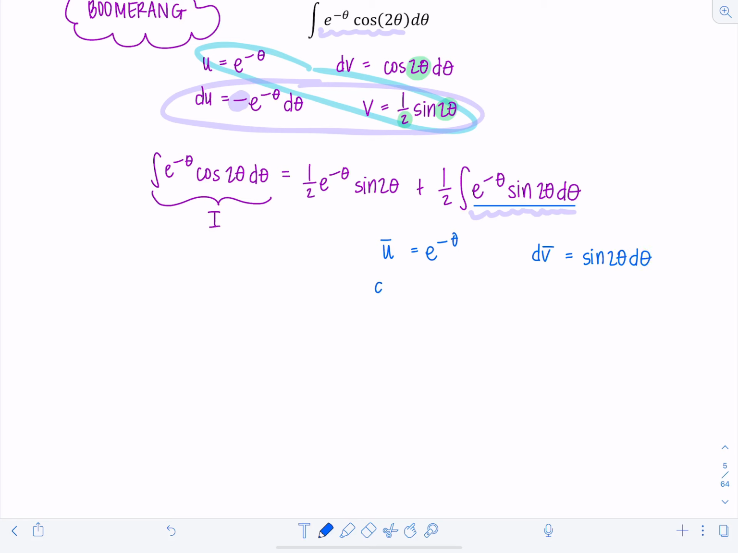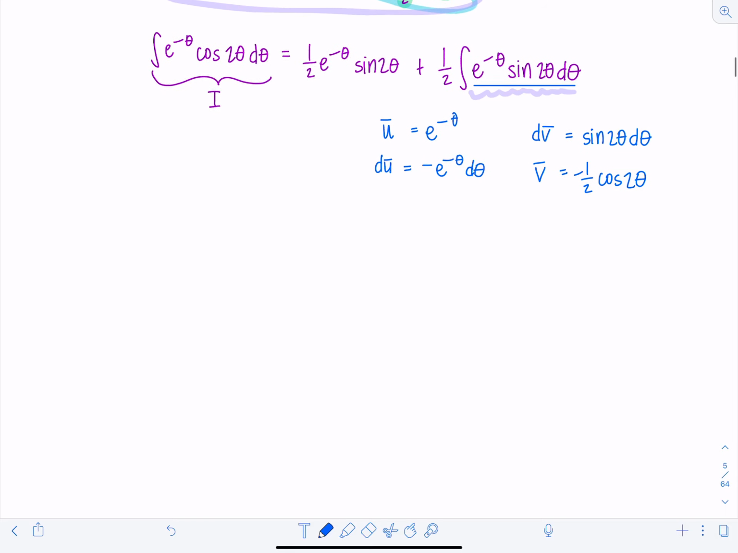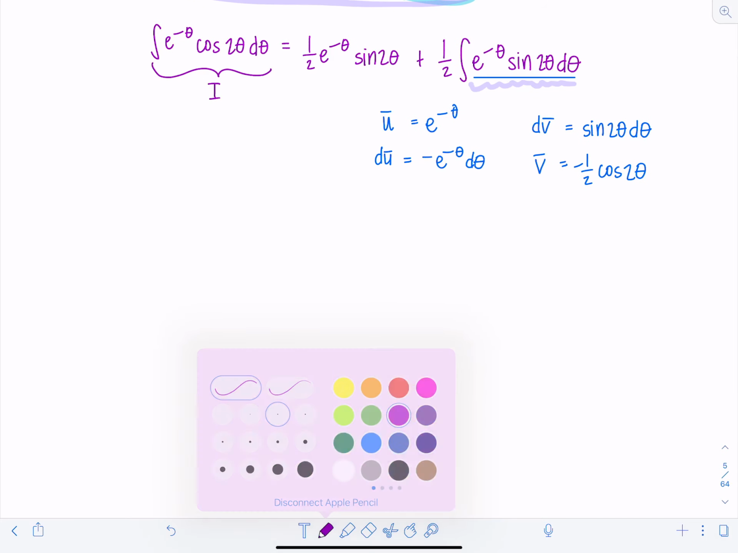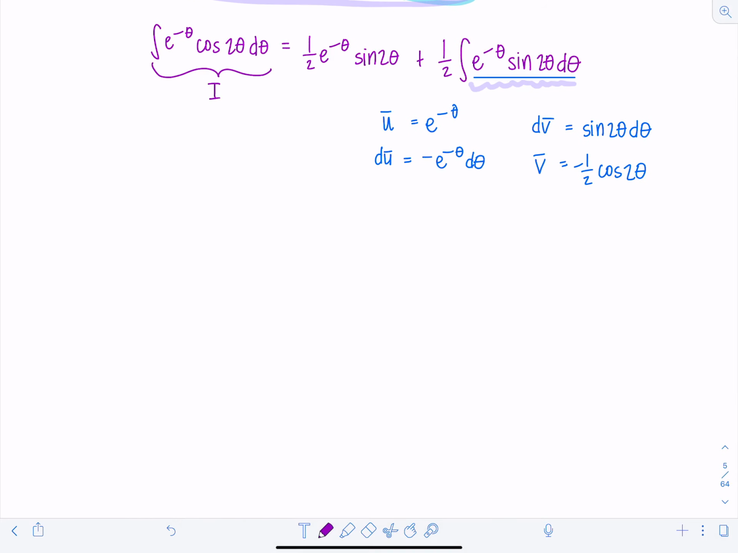Good. So that means du bar is going to be negative e to the negative theta d theta. And v bar is going to be, now this time if I anti-differentiate sine 2 theta, I pick up a negative, right? Negative 1/2 cosine 2 theta. Okay, so let's rewrite what we have so far. You have to be meticulous with these and really patient and detail oriented so you don't make a careless mistake.